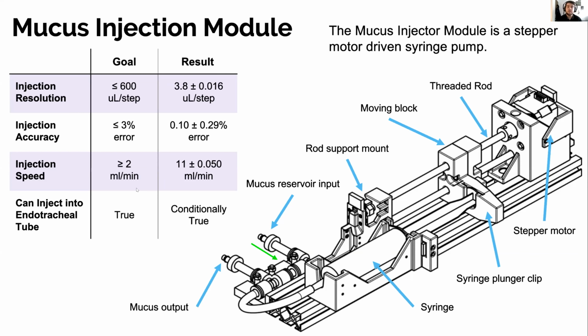Lastly, the Googun must be able to inject artificial mucus into an endotracheal tube. An endotracheal tube is made of soft and flexible PVC plastic, and so we must solve this problem by attaching a needle to the end of the MIM. This needle will be able to easily pierce the endotracheal tube. The reason that it is marked conditionally true is that we did not obtain an endotracheal tube, so this requirement has not been formally tested.